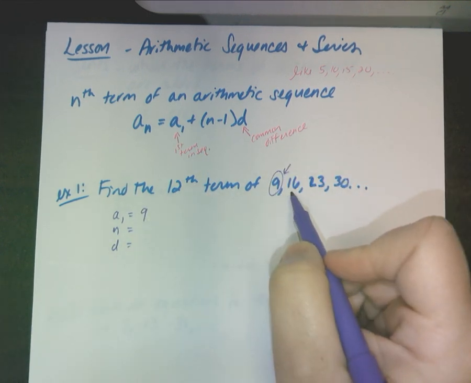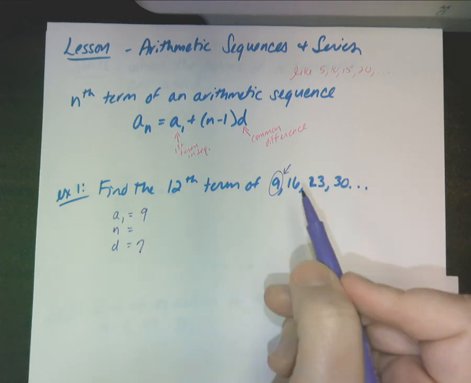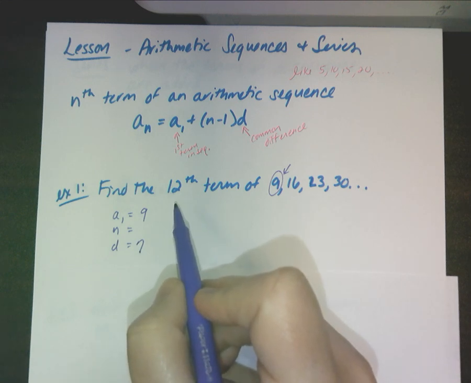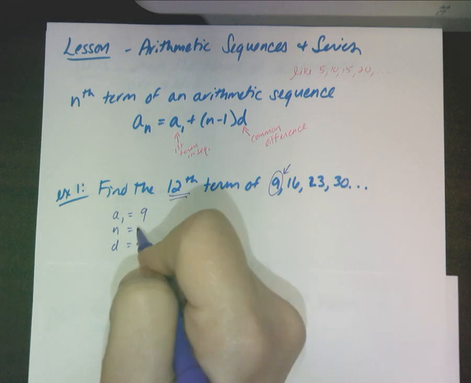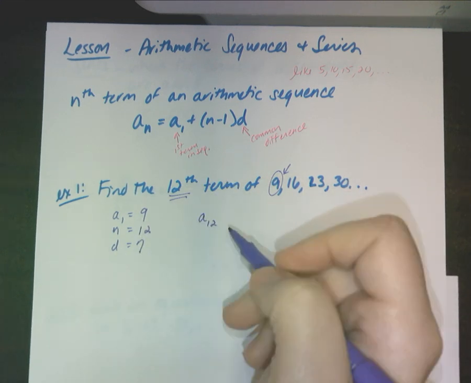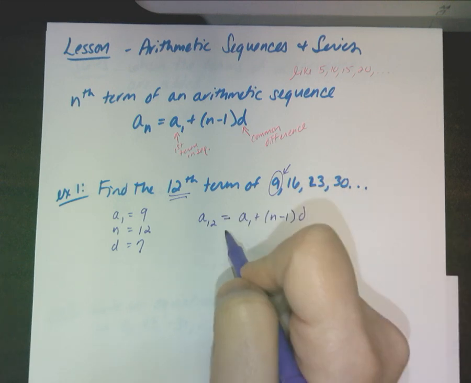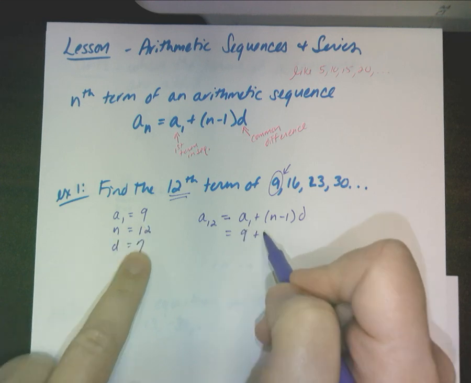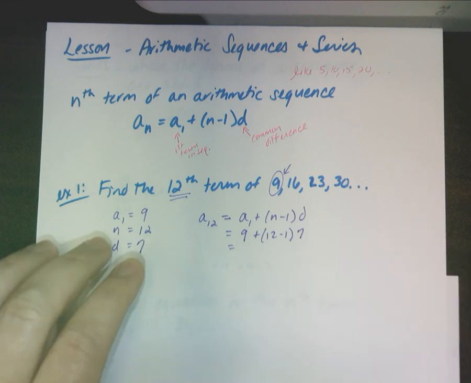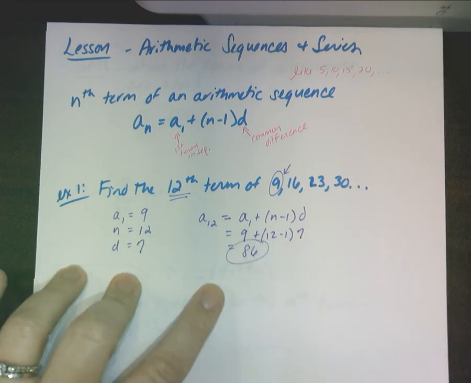What's the common difference? What am I going up by? Looks like I'm going up by 7. And what's my n? Well, n is the position of the term that you want. You want to know the 12th term, so that's your n. So your a sub 12, your number in the 12th position would be a sub 1 plus n minus 1 times d. So that would be a sub 1, which is 9, plus 12 minus 1 times 7. And that would give you 86. So 86 is the 12th term.